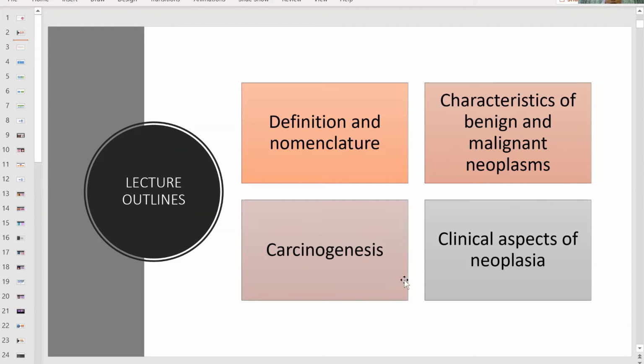And then a little bit about carcinogenesis. You need to know the most common carcinogenesis pathways that are very well established, for example in colorectal cancer. Carcinogenesis is very important for you. All right, that's it.